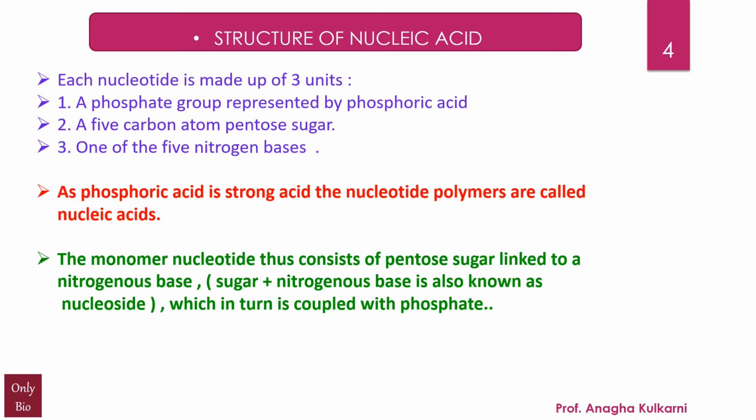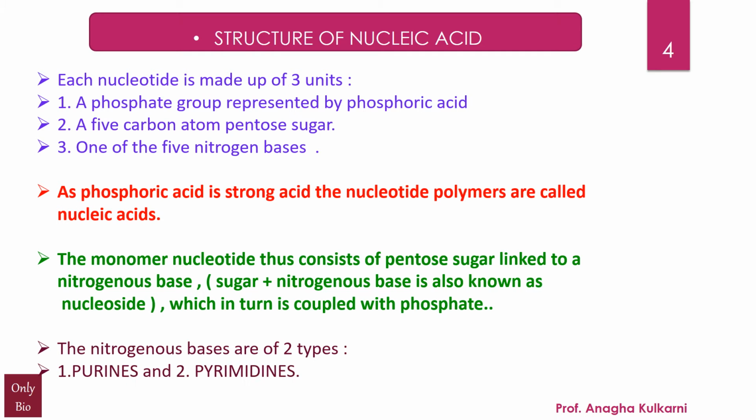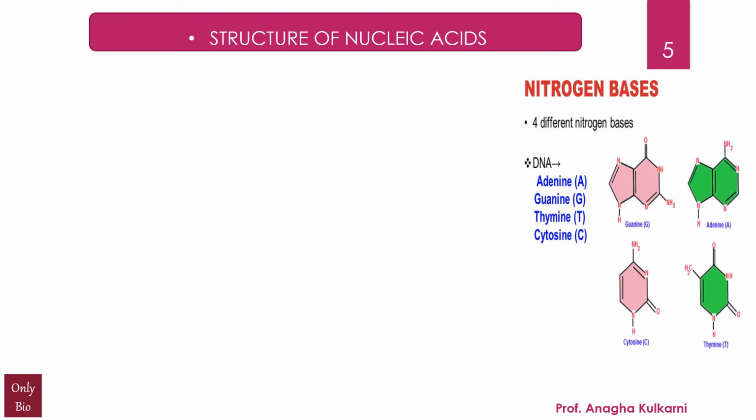In simple words, I would like to tell you that the nucleic acids are made up of nucleotides. A nucleotide is made up of nucleoside plus phosphate, and the nucleoside is made up of sugar plus nitrogenous base. The nitrogenous bases are of two types. First, purines and second, pyrimidines.